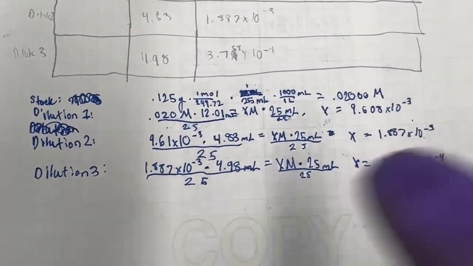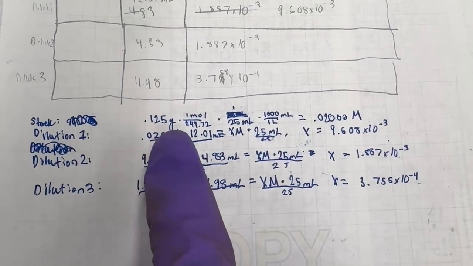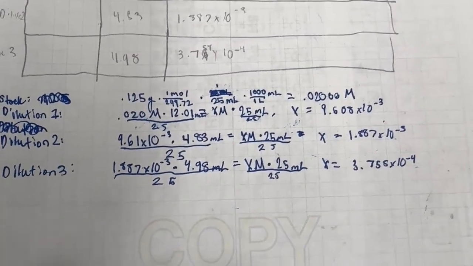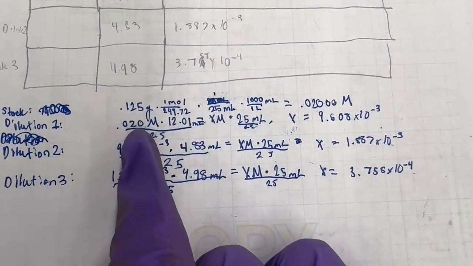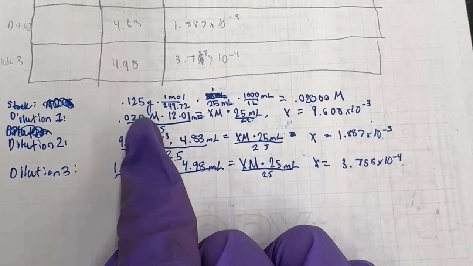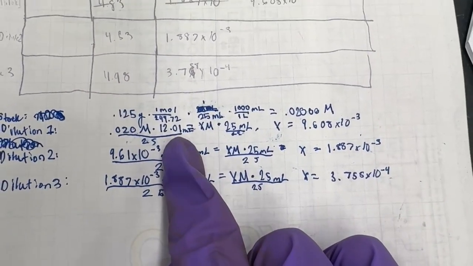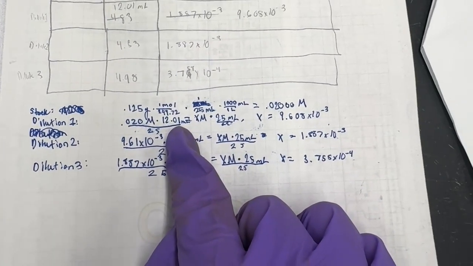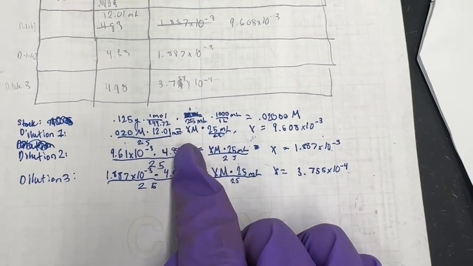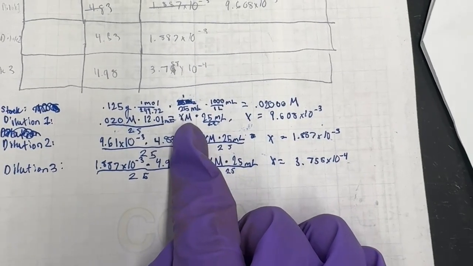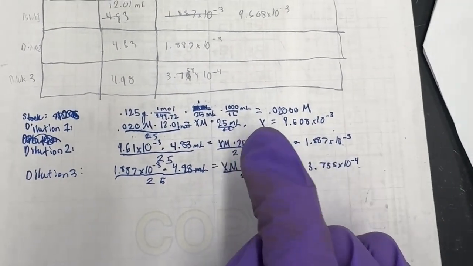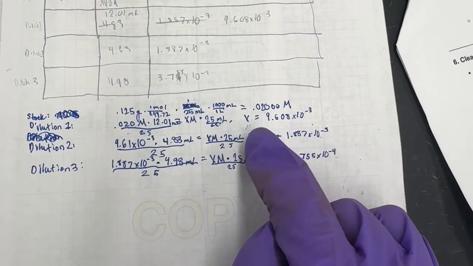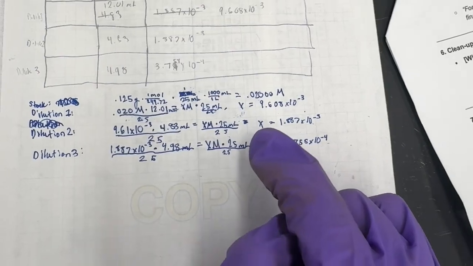For the dilution, we're going to use our stock solution, which is at 0.020 moles over liters, and we're going to put that into our C1V1 equals C2V2 equation, which is our dilution equation. So we have our stock initial value times our volume delivered of stock, which is 12.01 milliliters, equals an unknown molarity times 25 milliliters. So we're going to get a molarity of our first dilution of 9.608 times 10 to the negative 3.